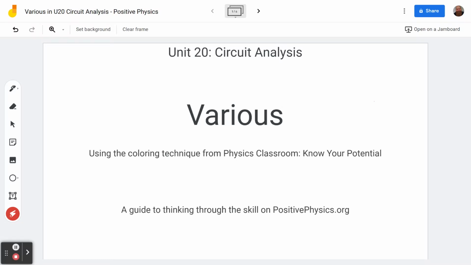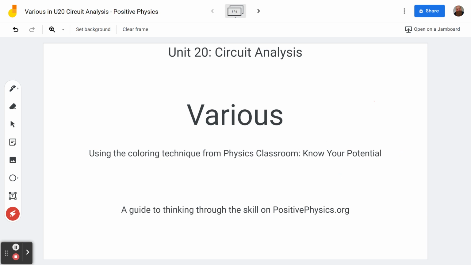Today we're going to be looking at a skill on positivephysics.org in Unit 20 Circuit Analysis titled Various. There's a video that Jack Replinger put together, and that's great. But I wanted to create one that uses a slightly different method of calculating. In case you've been following along in Physics Classroom, you learned a way of dealing with electric potential called Know Your Potential. And I wanted to connect those two things together here.